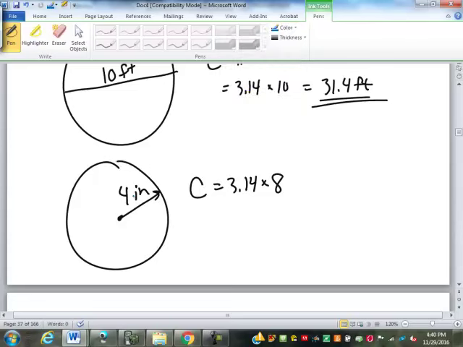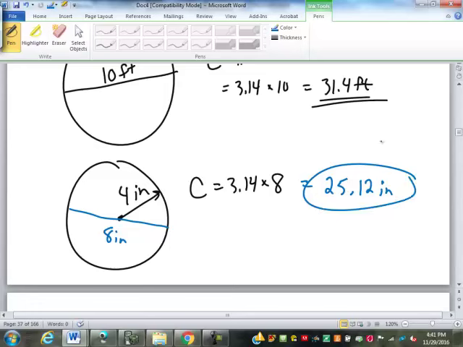You have it right. The diameter is twice the radius. Perfect. We don't need the radius to find the circumference. We need the diameter to find the circumference. The diameter will be twice the radius. So pi times 8, otherwise known as 25.12 inches.